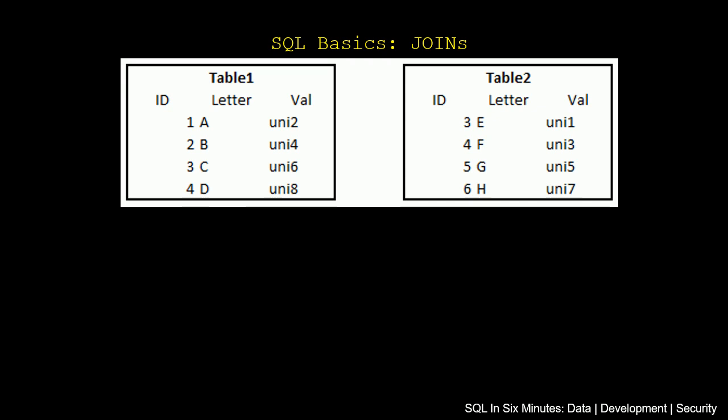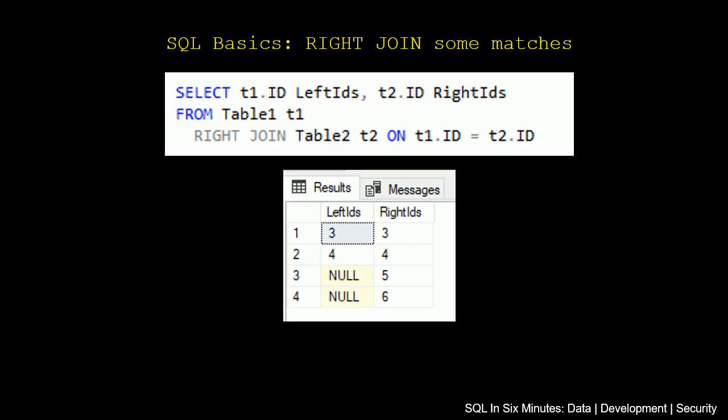So this is our basic table structure that we're using for these simple joins, and that makes it easy and intuitive for us to understand what's going to come back and why that is. So the first example we have here is a right join with some matches.